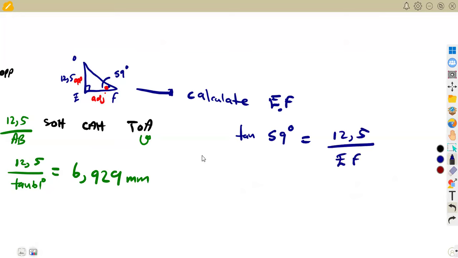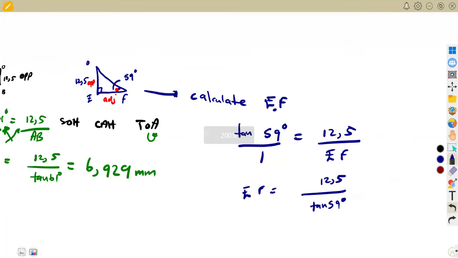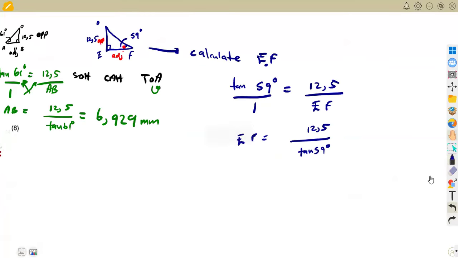Just like the previous case where we managed to calculate AB, now we can calculate EF with the same concept. Just cross multiply, then divide. So you will see that EF is going to be 12,5 over the tan of 59 degrees. That's it. So we can obtain EF from there. EF is going to be something like 7.511 to 3 decimal places.